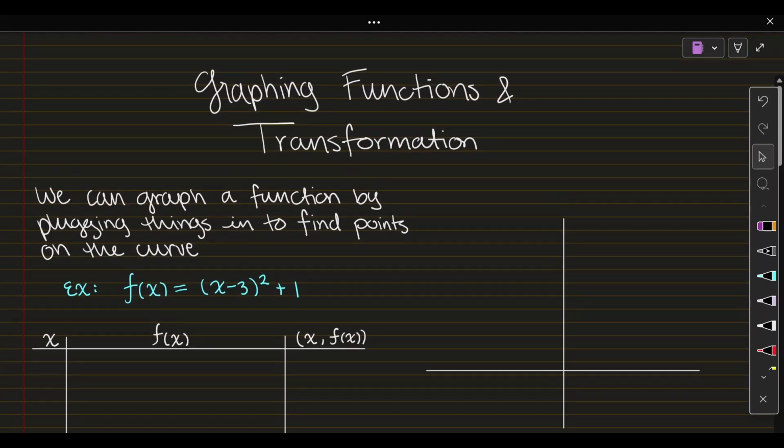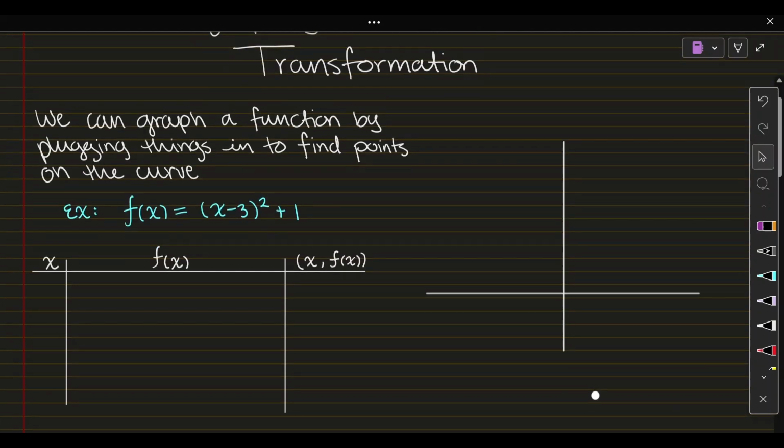Okay, in this video, we're going to talk about how to graph a function and its transformations. So we can graph a function by plugging things in to find points, right? Just like how we were graphing linear functions, we found a point on the line and another point on the line, and we just drew a line between them. We're going to do something very similar when we're trying to find the graphs of functions.